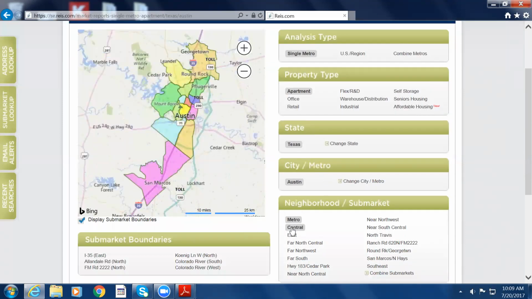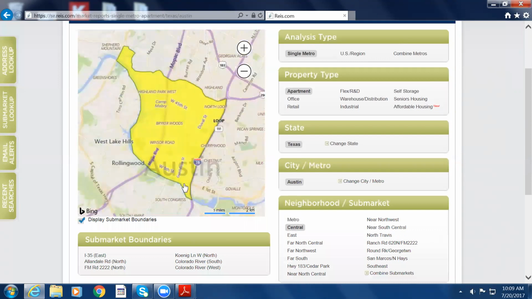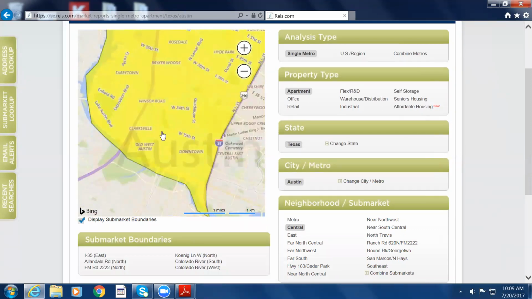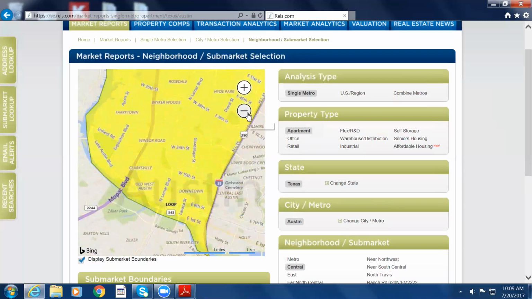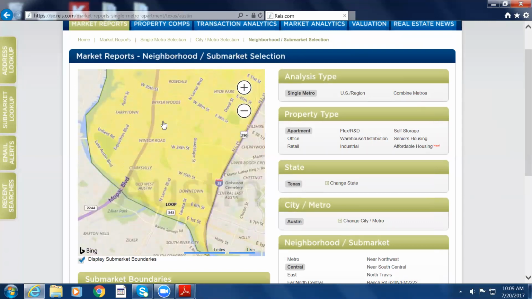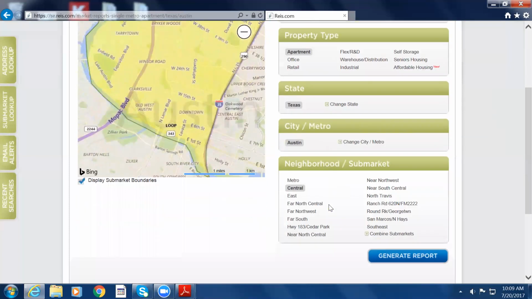I believe this is going to be considered the central submarket, and it covers right over the downtown area. So when I click that, you can see where the boundaries fall, and you'll also see it on the list right below. Now, I know most of you are probably pretty familiar with most of these markets, but again, this is a pretty good way just to see where the boundaries fall and where the information will be pulling from. So I'm going to go ahead and generate my report.